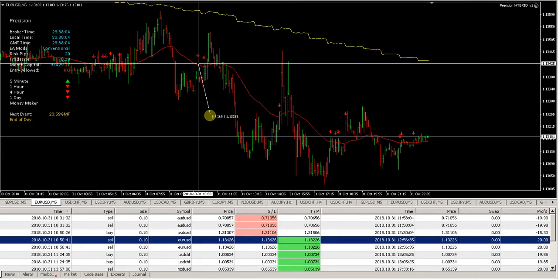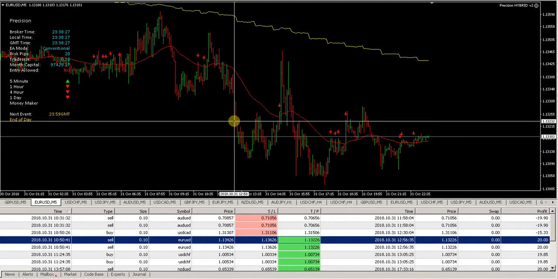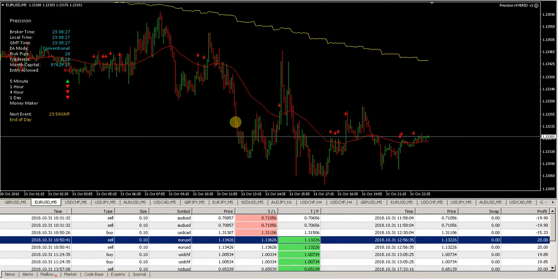And then we're looking for 20 points on this. So within a few hours, roughly around here was when the profit was taken, approximately. So within 2 hours we made 20 pips. So this is how powerful these alerts and these signals are.